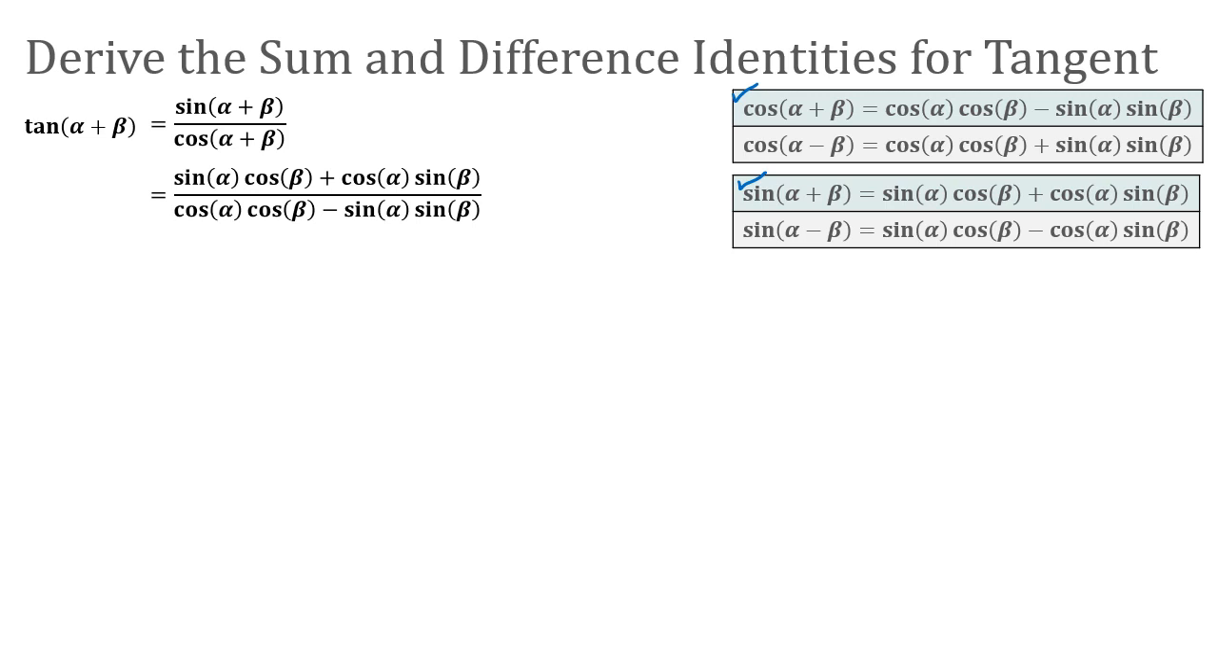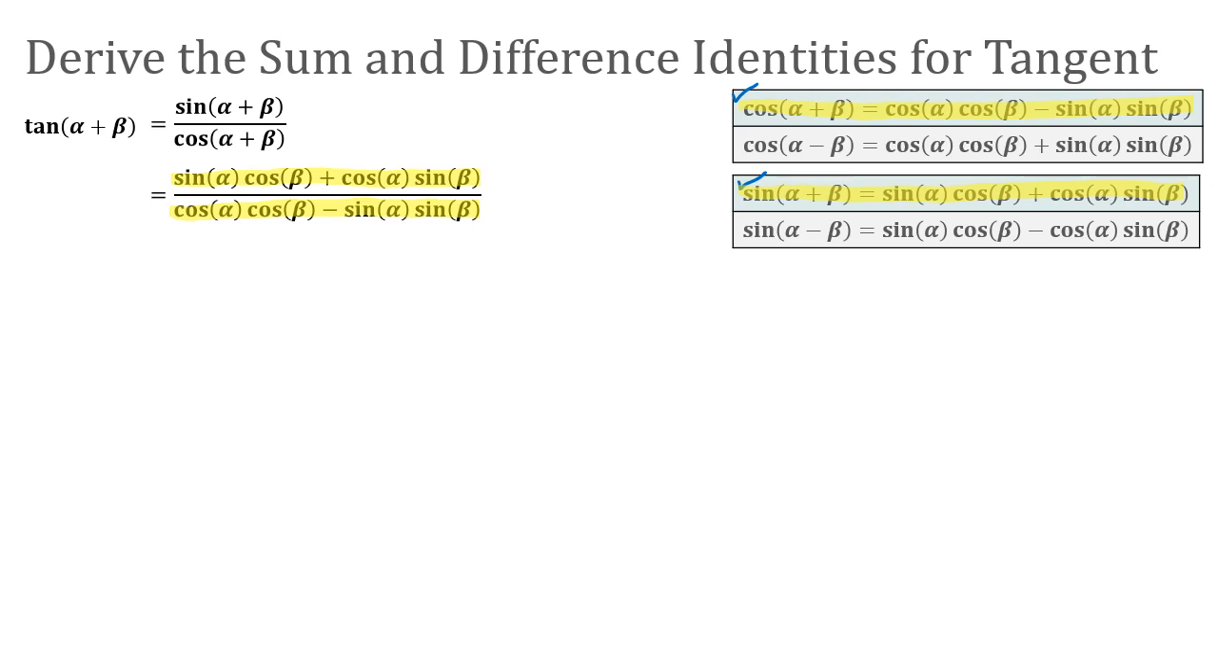In the numerator, I have sine of alpha times cosine of beta plus cosine of alpha times sine of beta. That comes directly from the identity that we've learned previously. In the denominator, I have cosine of alpha times cosine of beta minus sine of alpha times sine of beta. And that comes directly from the sum identity for cosine that we've previously learned.